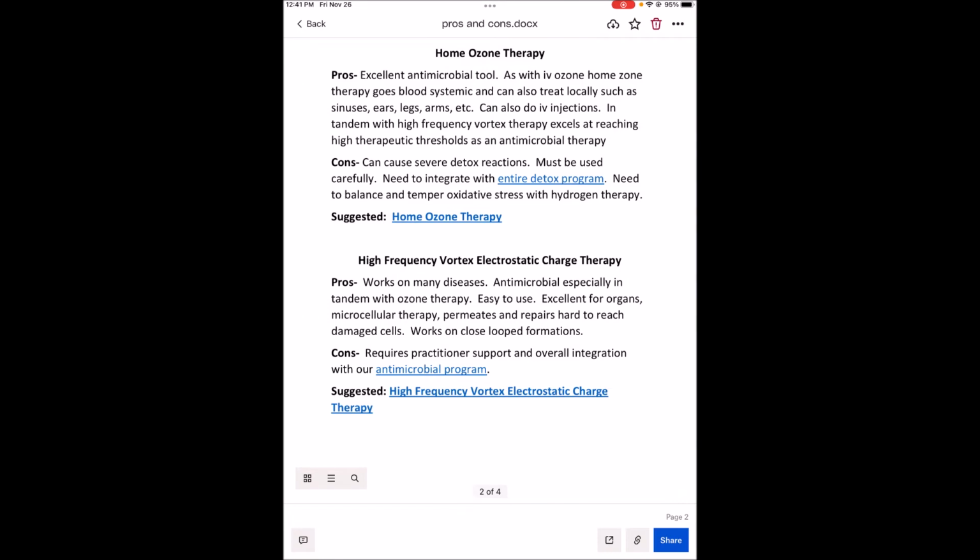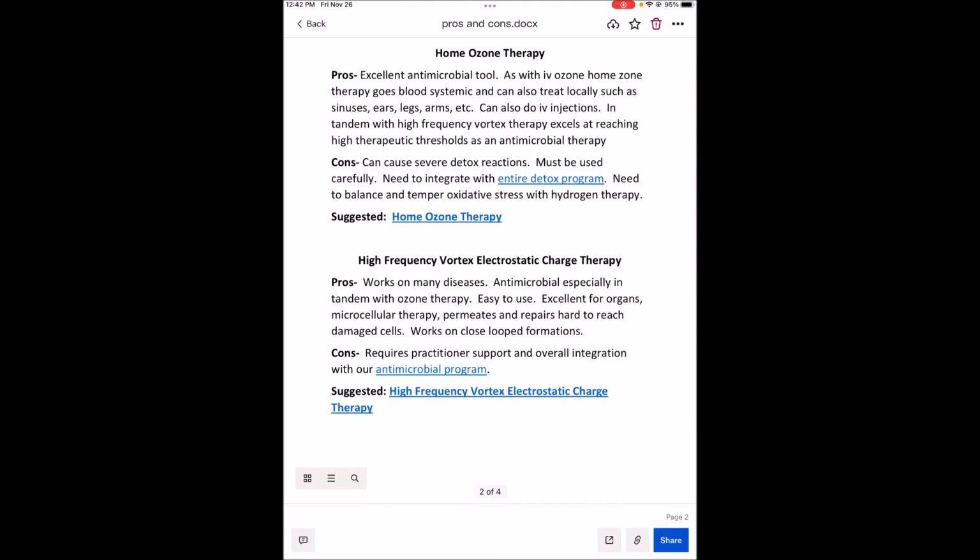Now, this is a practitioner-only therapy because you can get quite the Herxheimer or detox reaction if you go too fast. We have to prepare the detox organs, the kidneys, the liver, to handle the die-off that ensues. So you have to build up at a pace that you can handle. We have to evaluate your sensitivity level, your reactivity level. So the pros is it works on many diseases. There's a whole list of diseases this therapy works on. It's antimicrobial, especially in tandem with ozone. Now, if you've got a good immune system or you've done a lot of work, you might not need to do the two together.